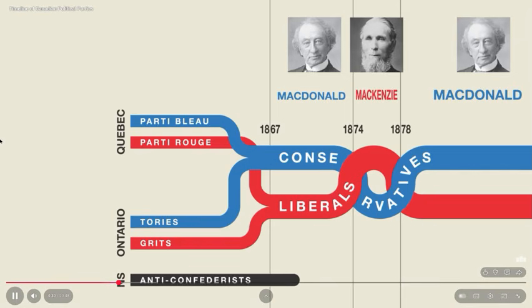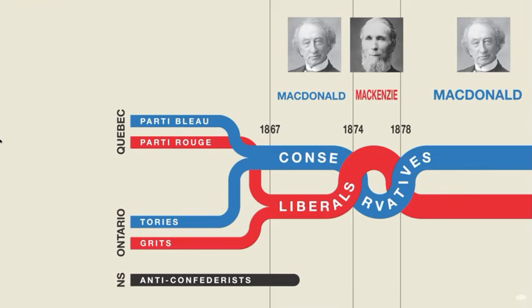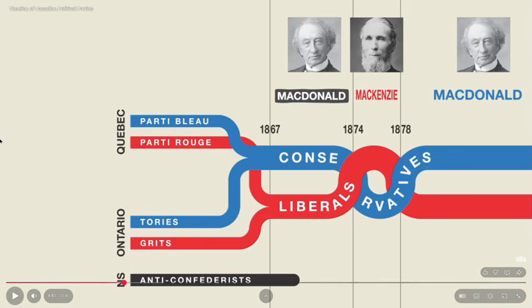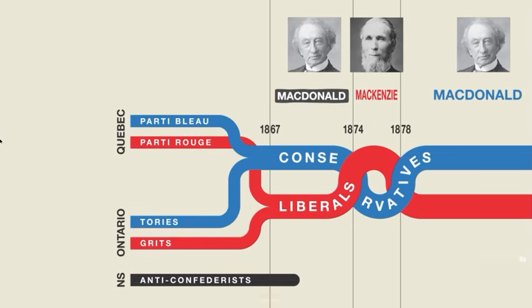Now, on this chart, the winning party is always shown on top. So, as you can see, it was the Conservatives who won the first election, with their leader, Sir John A. Macdonald, becoming Canada's very first Prime Minister. Yes, the Conservatives did win the first election, and Sir John A. Macdonald was the first Prime Minister, but Sir John A. Macdonald had been Prime Minister before the election.